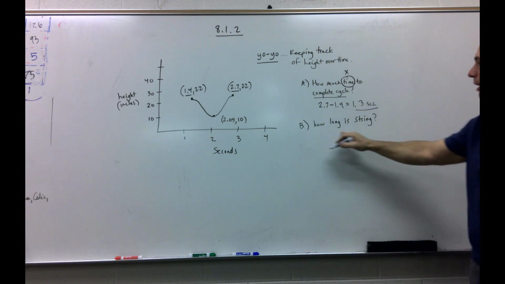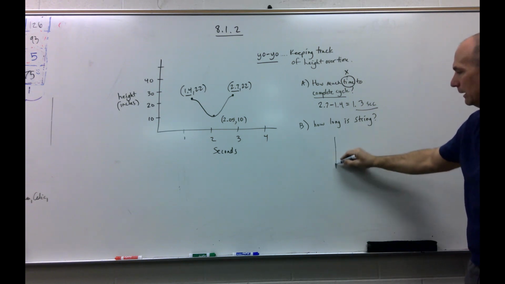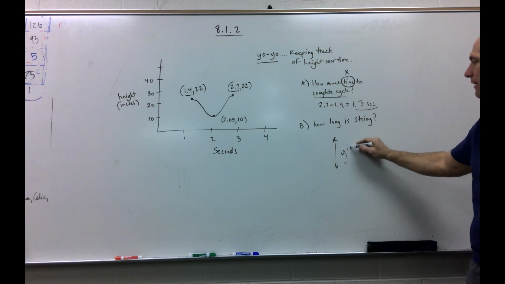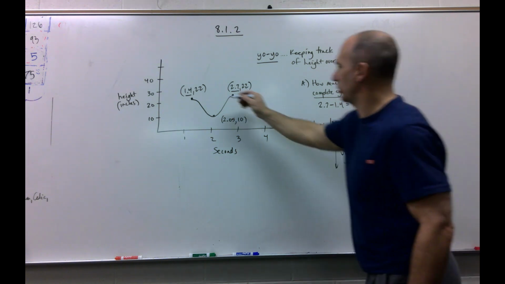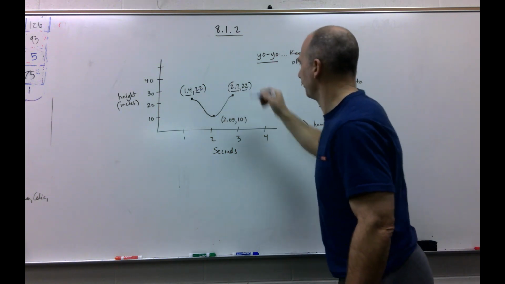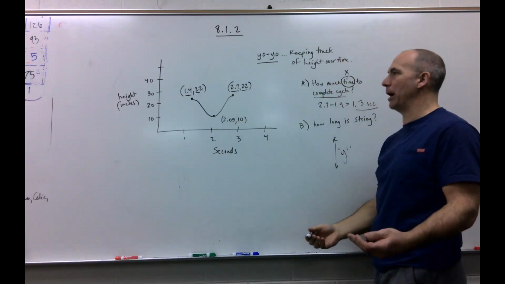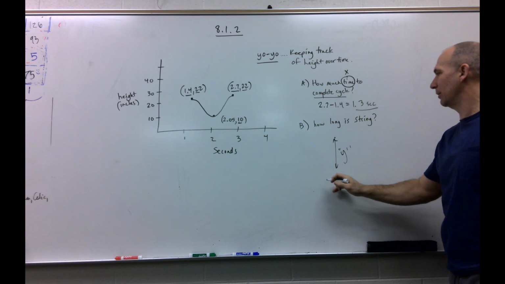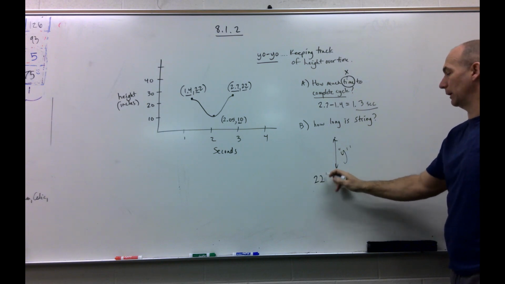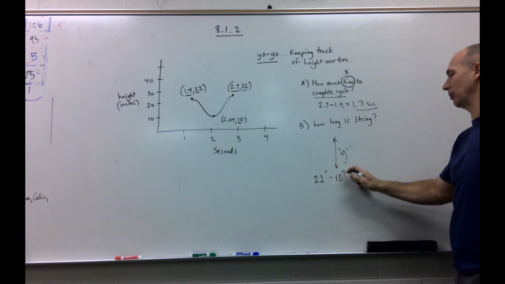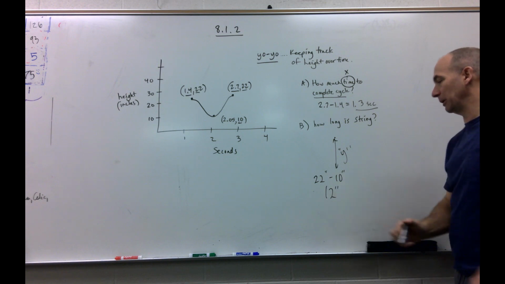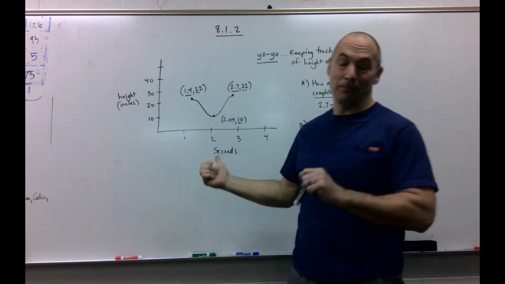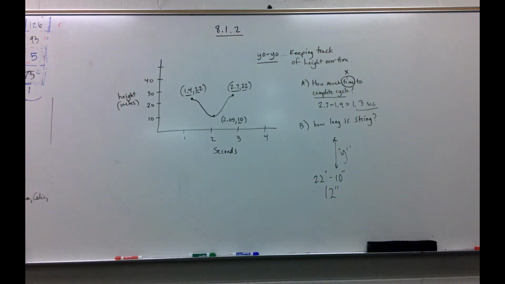How long is the string? Well, we're talking height, so that's our y value, and you can just look, again, perfection. The maximum height is 22, minimum height is 10, so we're going to go 22 inches minus 10 inches, so the string must be 12 inches. Not bad. Okay, so there's a little warm-up. As you can see, this is nowhere near as difficult as the first lesson.